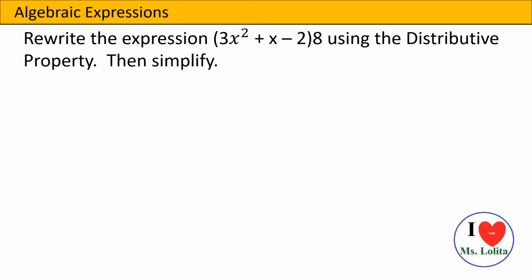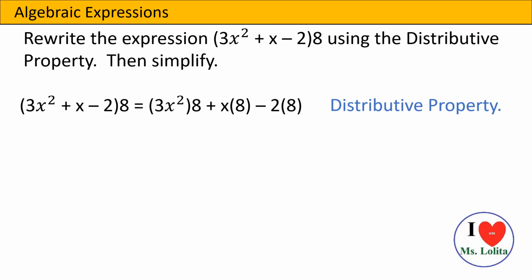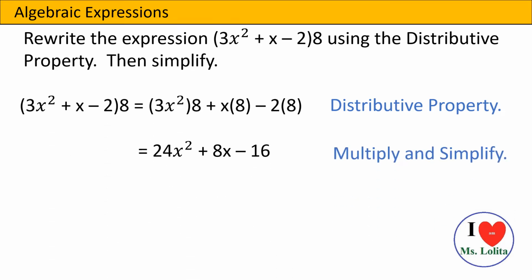Let us work on another example so that you will understand the lesson well. We write the expression, open parenthesis, 3x squared plus x minus 2, close parenthesis, multiplied with 8, using the distributive property. Then, simplify. We're just going to distribute the 8 in the expression inside the parenthesis. So, it will give us 3x squared multiplied with the 8 plus x multiplied with 8 minus 2 times 8. Multiply and simplify each term, it will give us 24x squared plus 8x minus 16. It is easy, right?